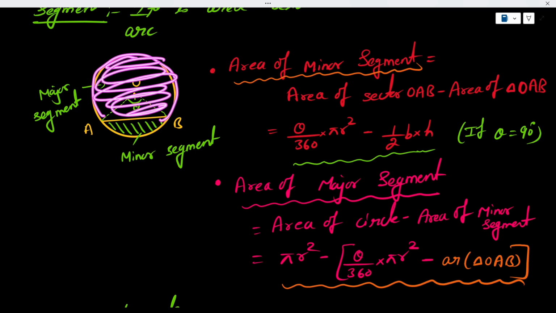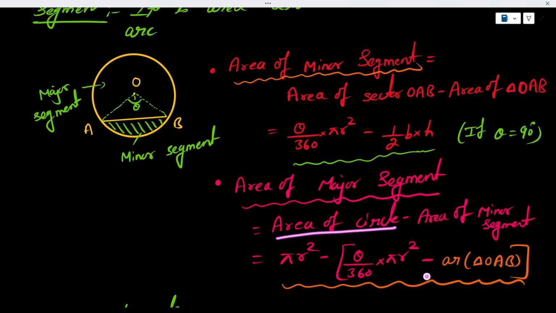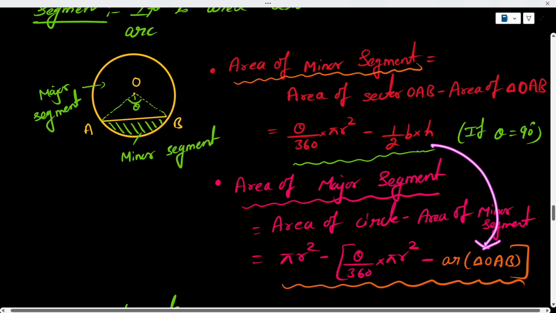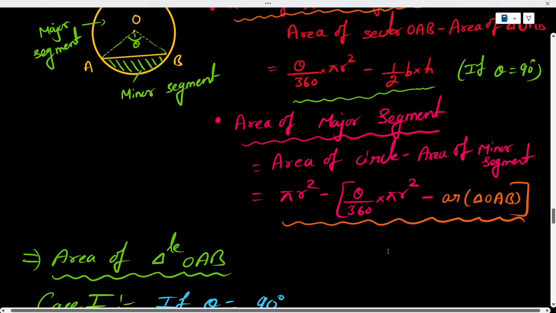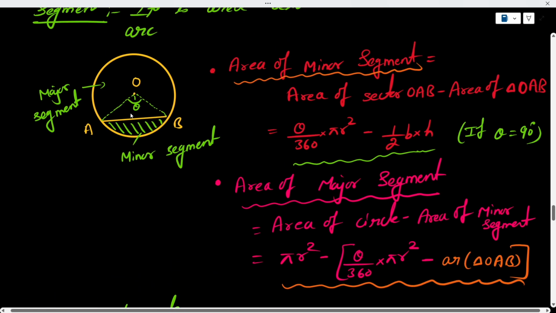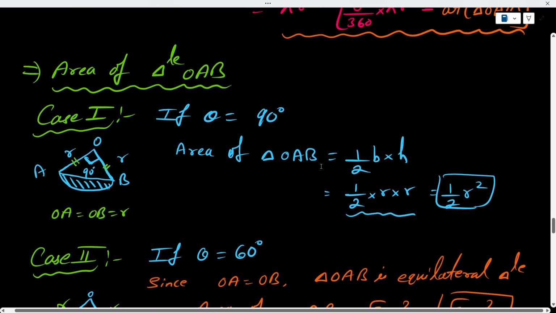How do we do it here? You will take area of circle minus area of minor segment. So area of circle is pi r square, and from here I am writing theta by 360 pi r square minus area of triangle OAB. Now here, because this is a triangle, it can be an obtuse triangle, right triangle, or acute triangle. So there are different cases.